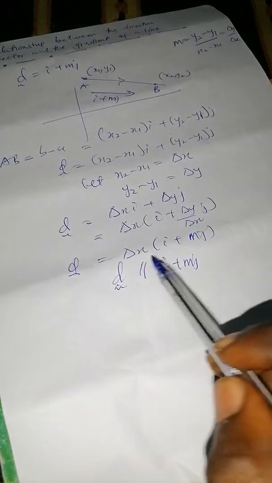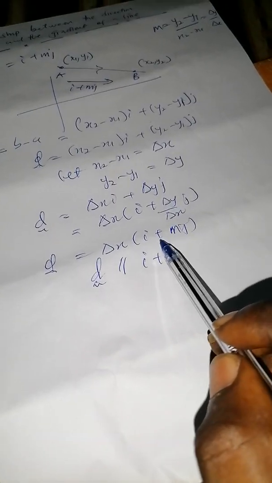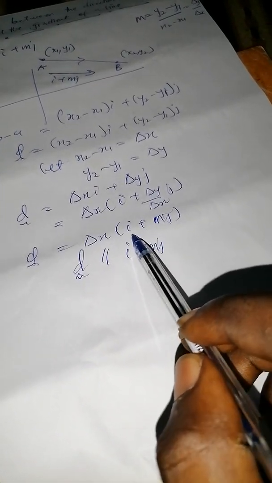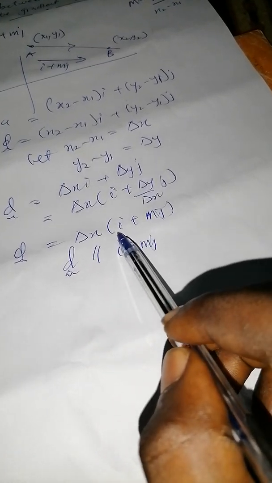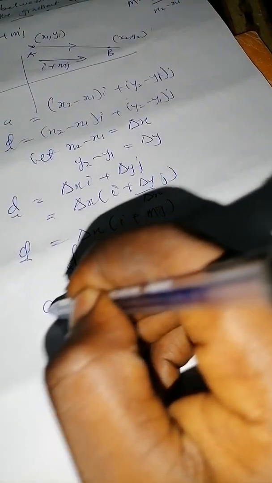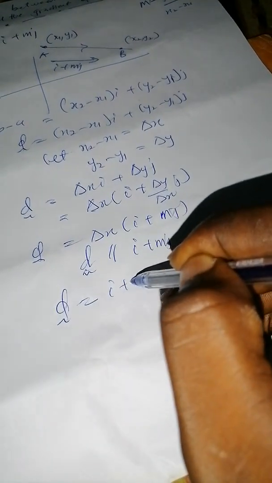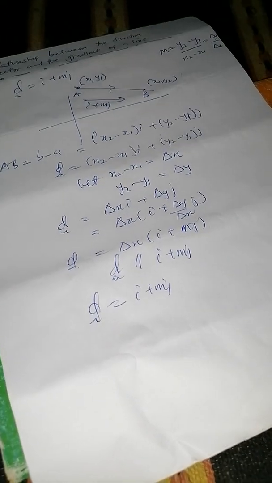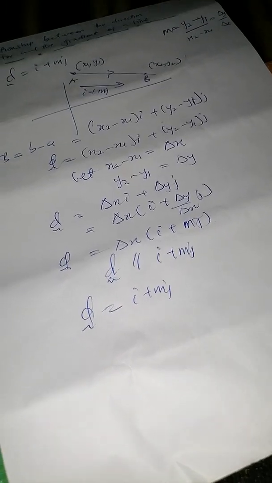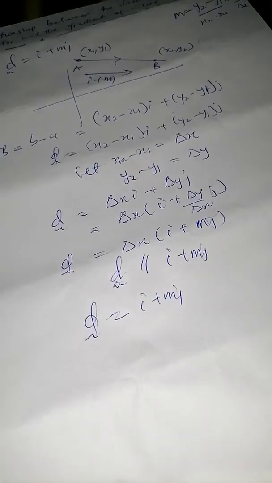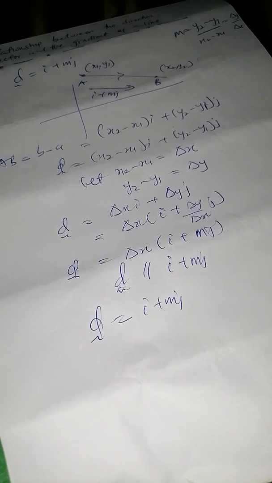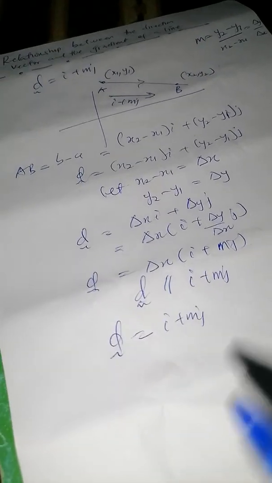Now, you also know that your direction vector is a scalar multiple of this, right? We are always interested in the simplest form. So in here, this is the simplest form of the direction vector. So it means your direction vector is actually i plus mj. So if you have a gradient, you can find out the direction vector of your line. So given a gradient and a point, you can still find out the vector equation of a line.